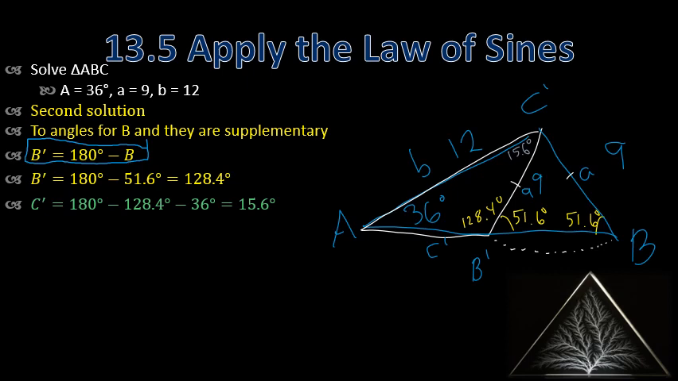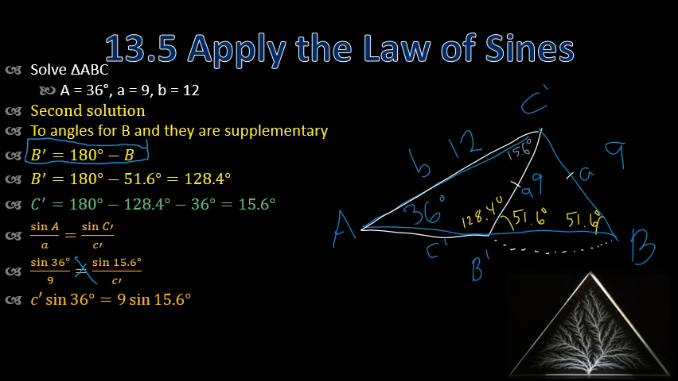And then I can use law of sines to find side C prime. I'm going to use the original numbers, so it'll be A's and C's. It'll be sine of A over A equals sine of C prime over C prime. Fill in the numbers for A's and C's. Cross multiply. C prime times sine of 36 equals 9 times sine of 15.6. Divide by the sine of 36, and C prime is about 4.1. And there we have now solved the second triangle.